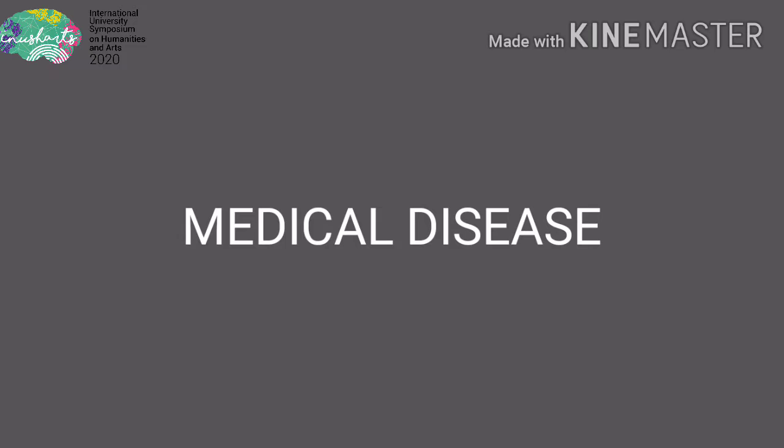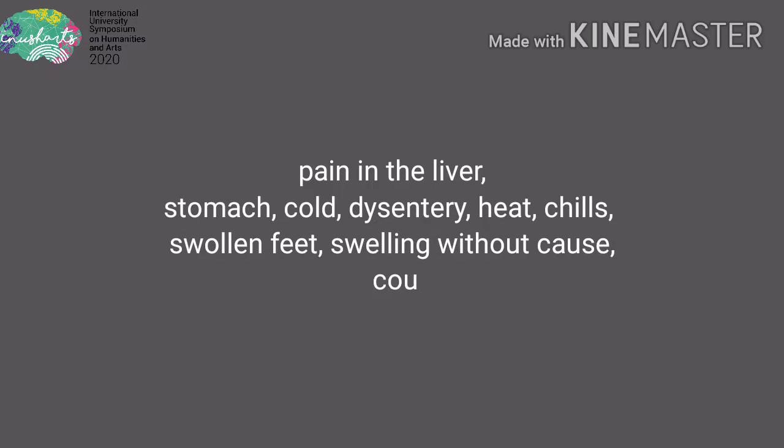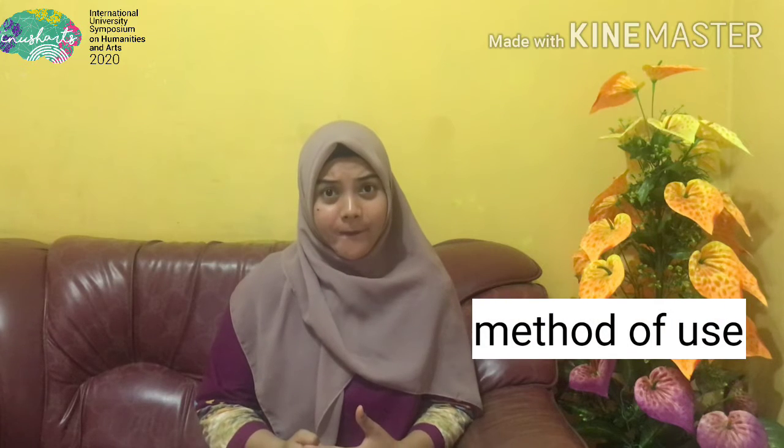Medical diseases in the Pudjiastuti text are pain in the liver, stomach, colds, dysentery, heat, chills, swollen feet, swelling without cause, coughing, and headache. Diseases in the Pudjiastuti text are treated with jamu, tamba, tapel, or pilis. The difference between those treatments is in the function and use of methods.